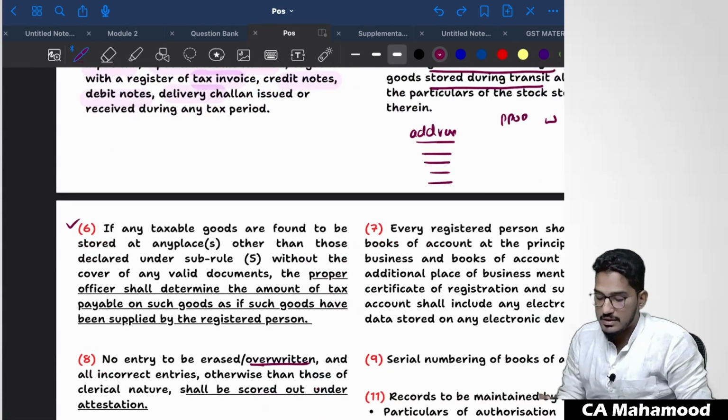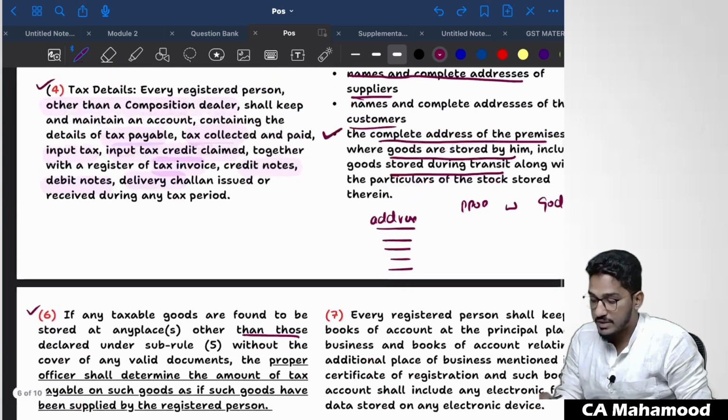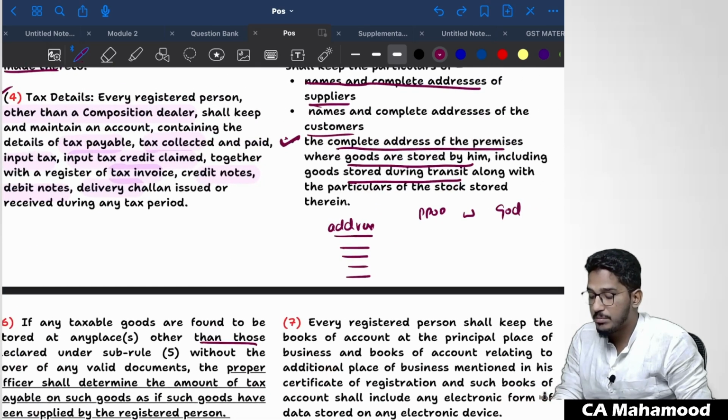Now sub rule 6 says that if any taxable goods are found at a place or are found to be stored at any place other than those declared under sub rule 5. See, in sub rule 5, they are asking you to declare the complete addresses of all the premises wherever you are keeping the stock.